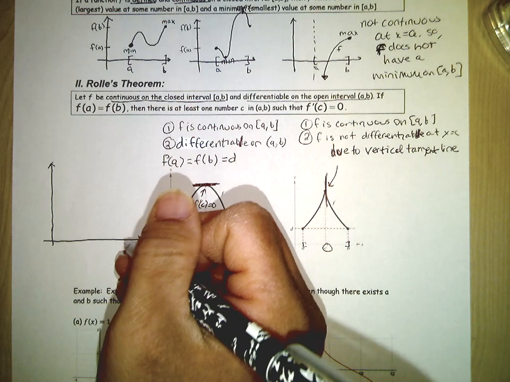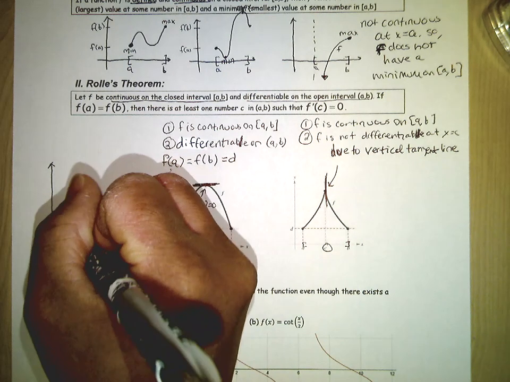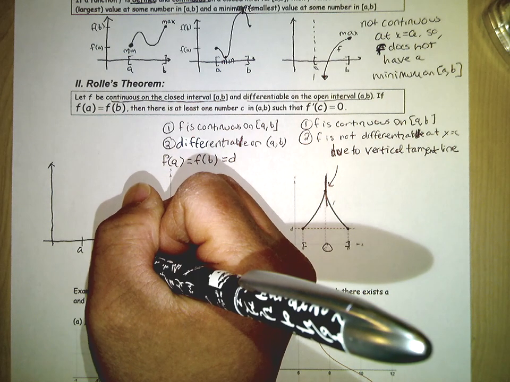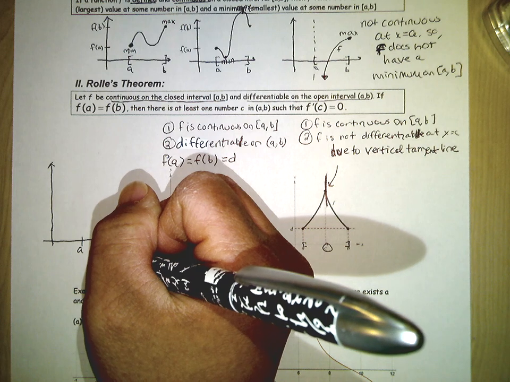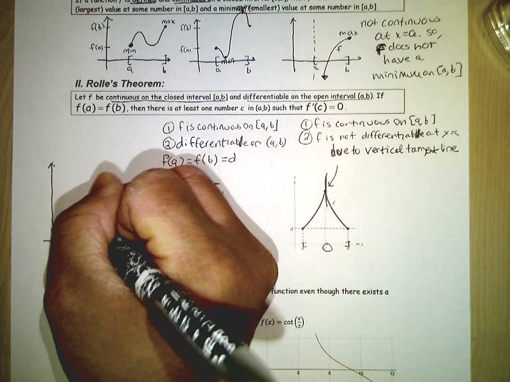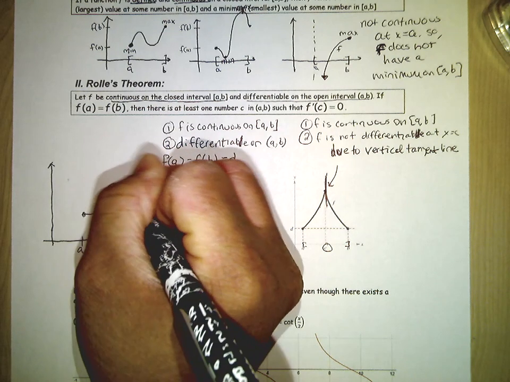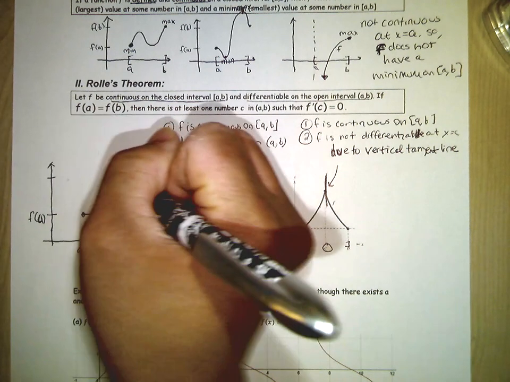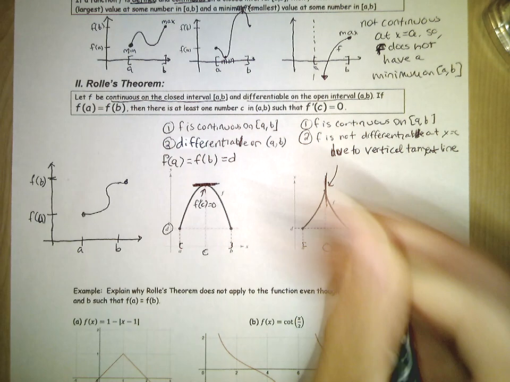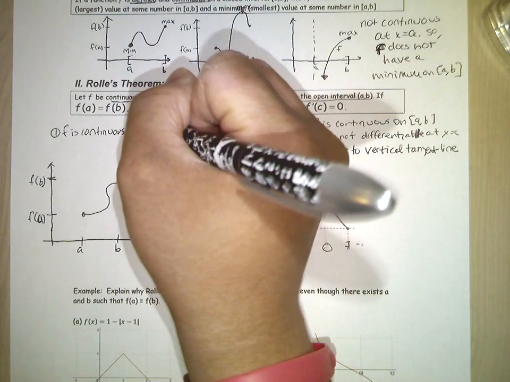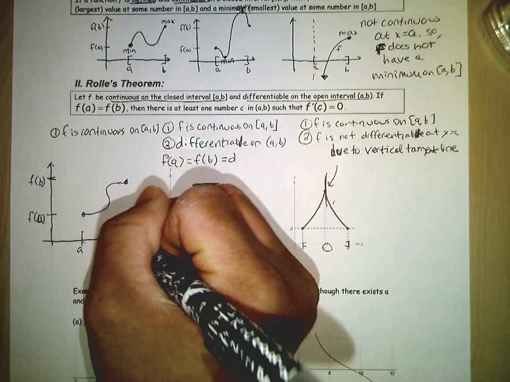And here we have, say, A, and we have B, and let's see, let's draw a function that might look like this. And here is f of A, here is f of B, and we see that f is continuous on the closed interval A to B. All right, we can see that right here.